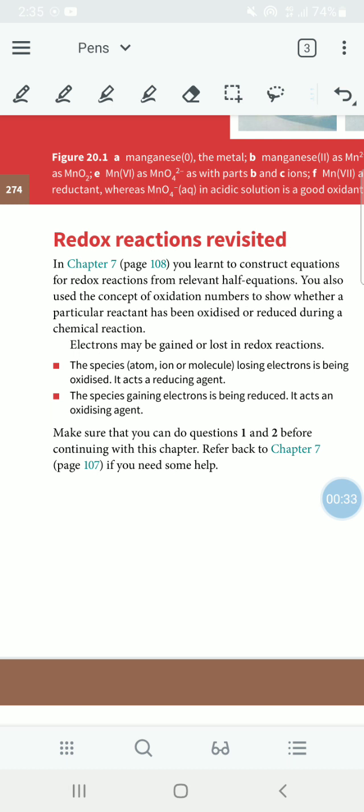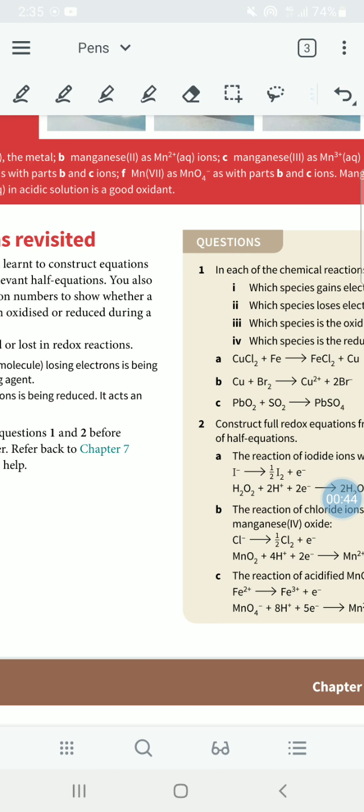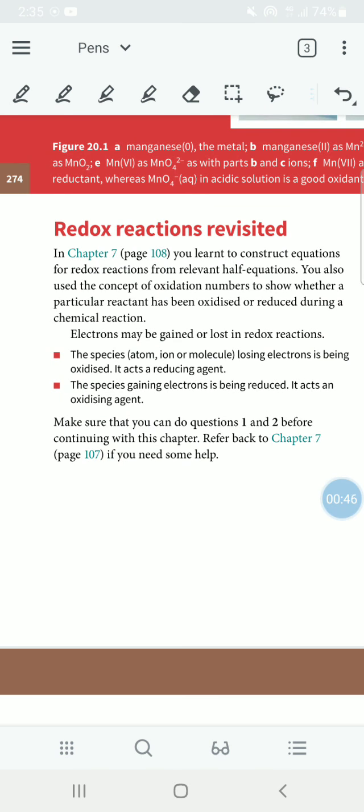Now in chapter 7 and in O-levels you have learned about half equations. So I suggest, if you have any difficulty doing the questions that are listed here in the first and the second questions, you will have to refer to chapter 7. If you need any further updates or any further explanation, please do raise questions, then that will be done.